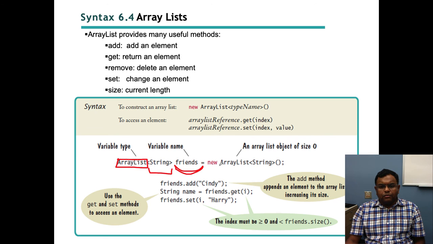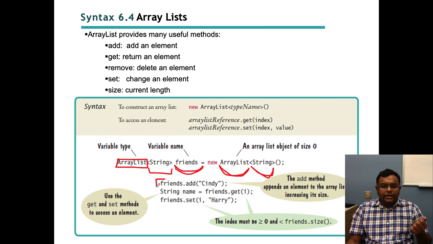And then again we have to do new ArrayList. This will call the constructor of ArrayList, and we specify what kind of data type it will hold. It will hold the string, right? So this is the way to define an array list. When we define an array list, it defines an empty array list.